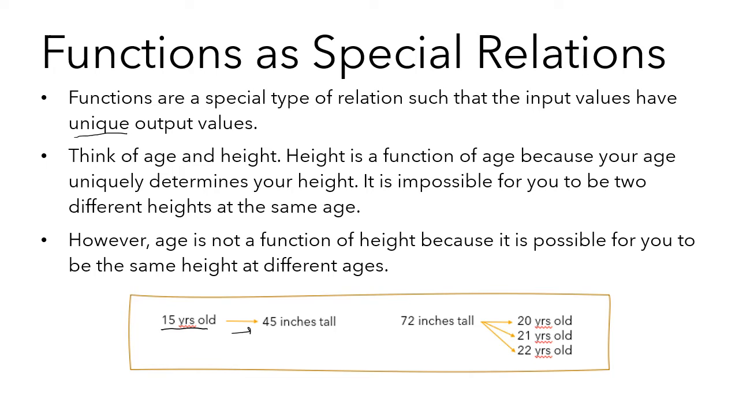But the reverse is not true. Age is not a function of height because it is possible for you to be the same height at different ages. So if I said, how old were you when you were 72 inches tall? Well, I was that tall at 20, 21, and 22 years old, so there's no unique answer.